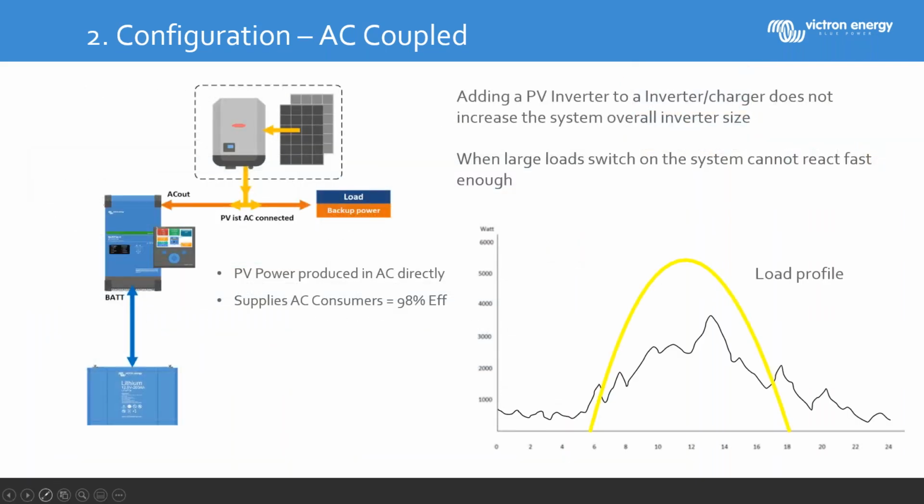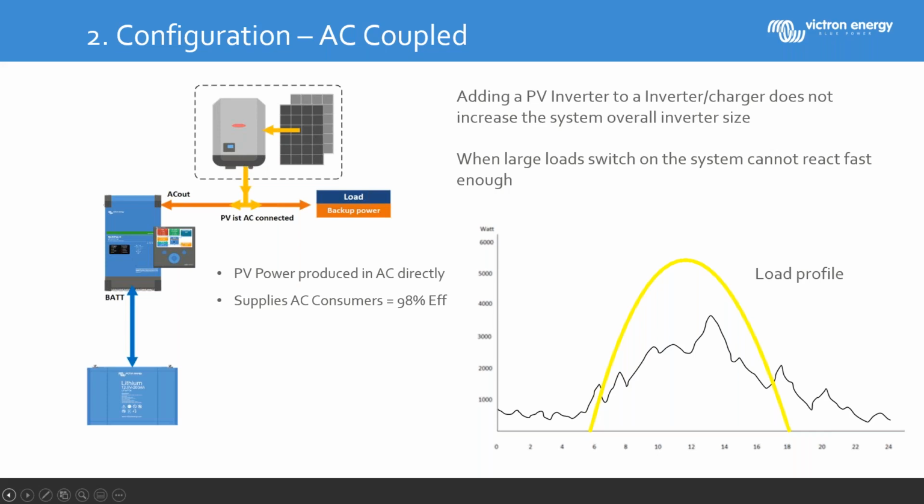So some comments and discussion regarding AC coupled. Adding a PV inverter to an inverter charger does not increase the system's overall inverter size. Why? Because when a large load is switched on, the Fronius inverter will not react immediately. So it means that the inverter charger will need to provide the power from the battery, and you cannot rely on the power from the Fronius.